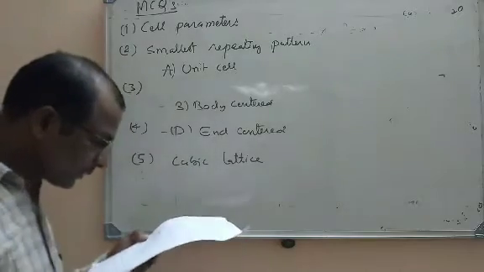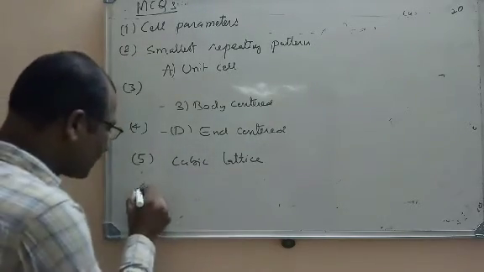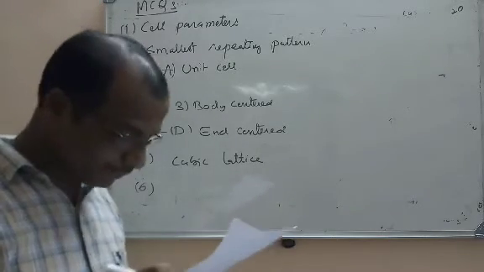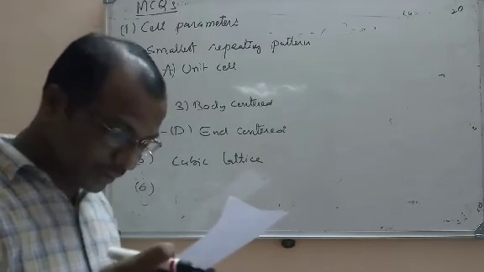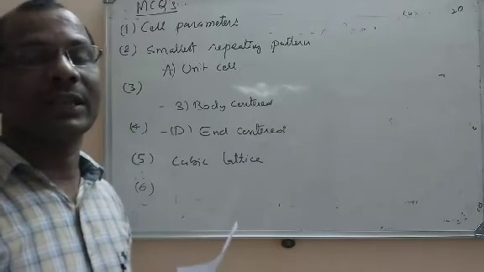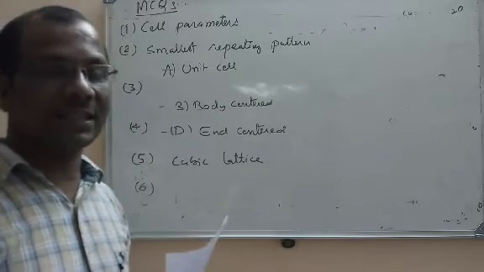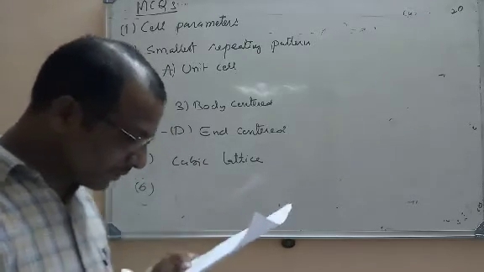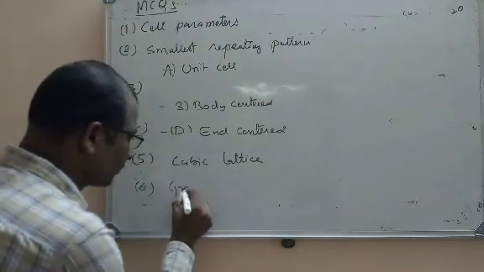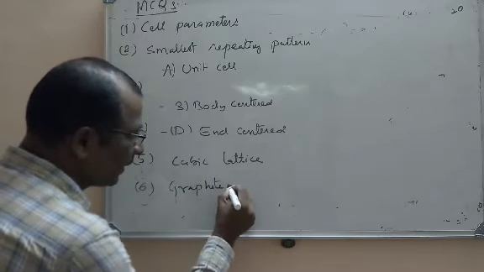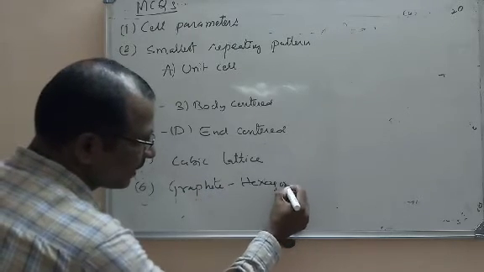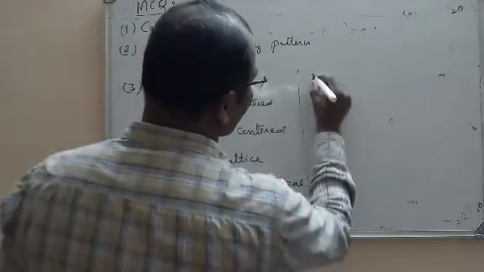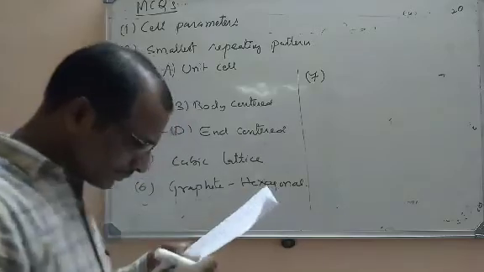Next question. Graphite belongs to which lattice? Cubical, hexagonal, monoclinic, and rhombic. Graphite is which system? Hexagonal system. So the right option is hexagonal system. Graphite belongs to the hexagonal crystalline system. And let us go for the next objective question.